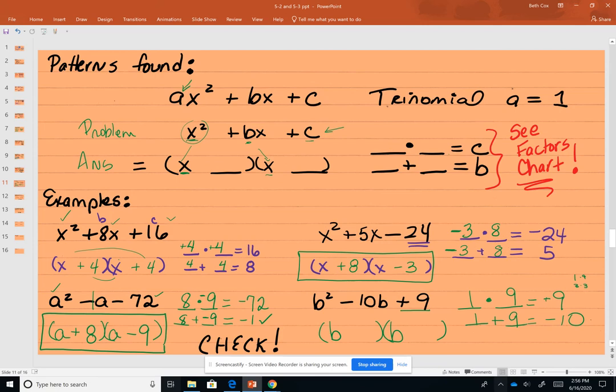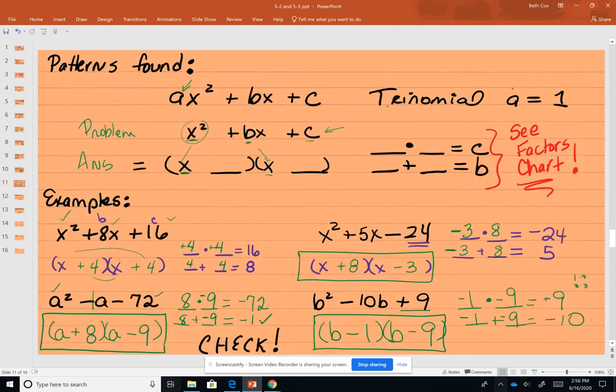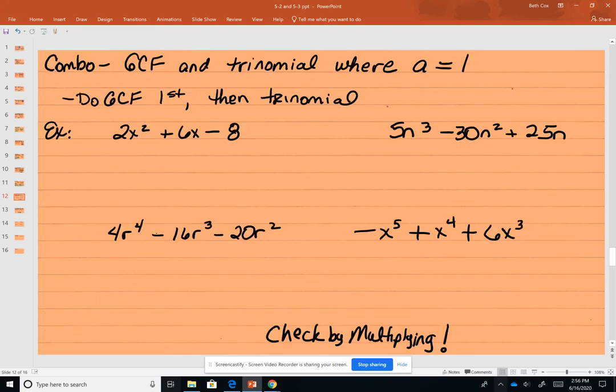Yes, it does. A negative 1 and a negative 9 make negative 10, and a negative 1 times a negative 9 makes a positive 9. So it's a negative 1 and a negative 9. You've got to be careful of your signs. Be careful of your signs, and that's your answer for that one.